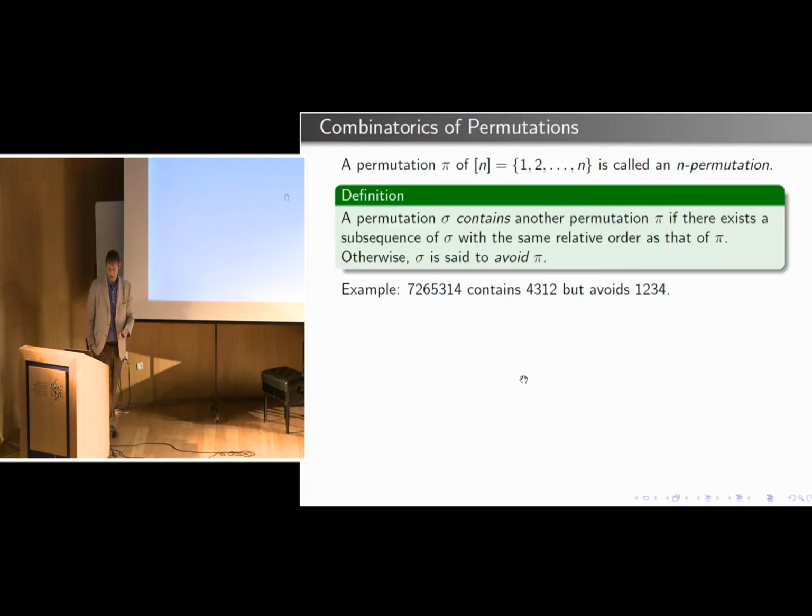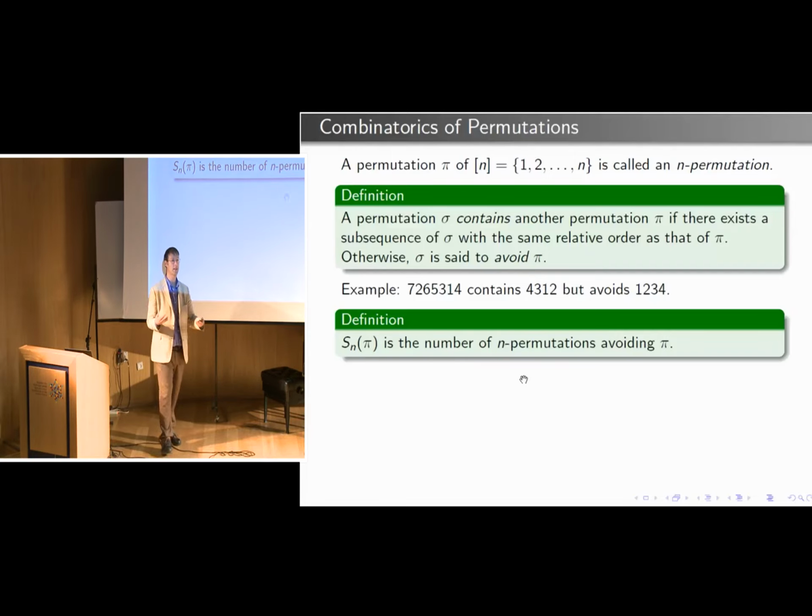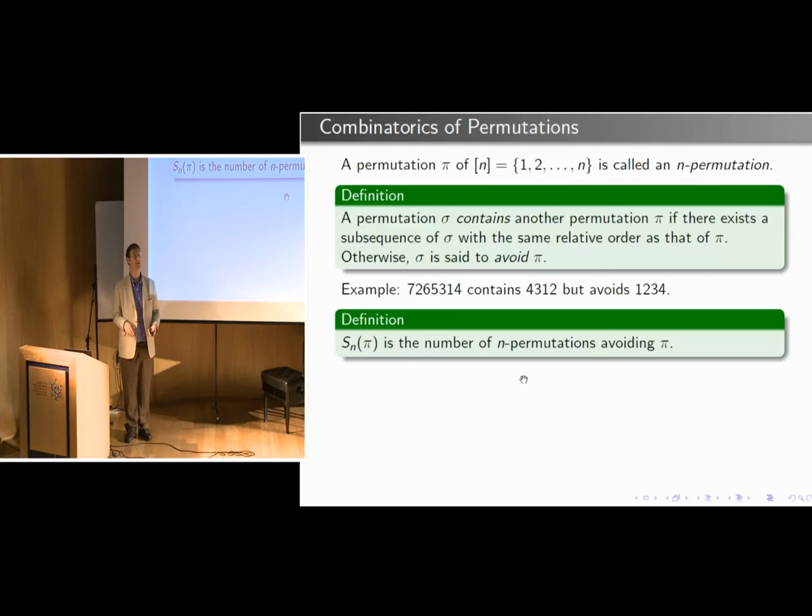Okay? So a basic question you may want to look at, and people have been studying for a very long time, is Sn(pi), the number of n permutations avoiding pi. The number of n permutations is n factorial, and you would expect there to be a somewhat smaller number of permutations that avoid a given permutation pi. We'd like to understand what these numbers are.